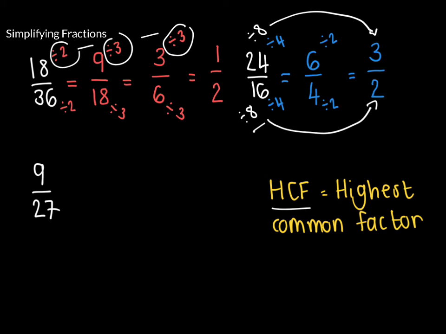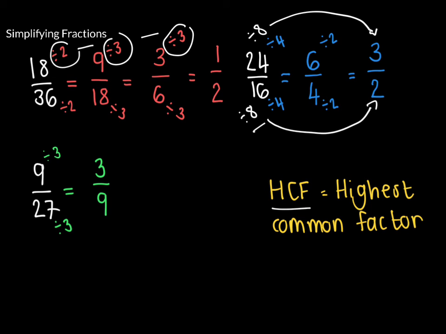So we can try the same thing over here. We can also look at this one, 9 over 27. We can look for a number that's going to divide both of these numbers. In this case, we can try 3. Divided by 3 on the top and divided by 3 on the bottom. So 9 divided by 3 gives us 3, and 27 divided by 3 gives us 9.